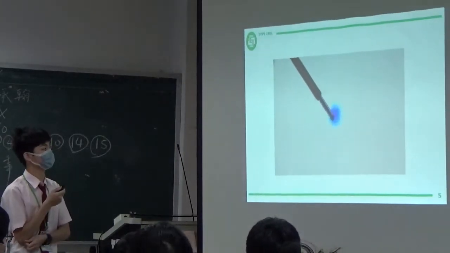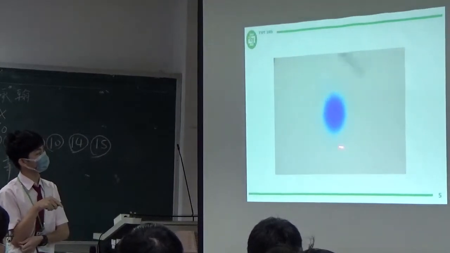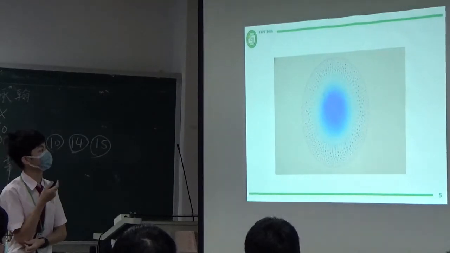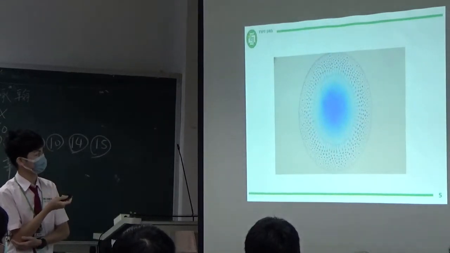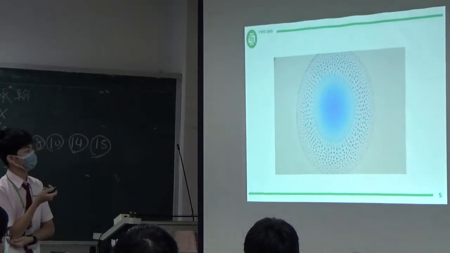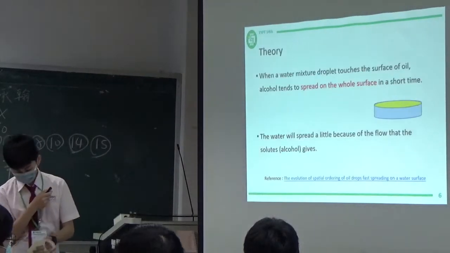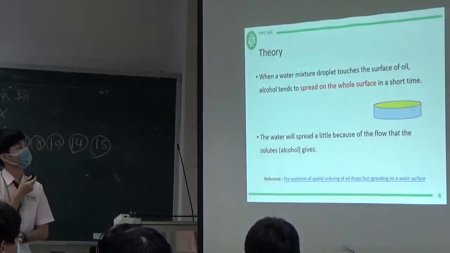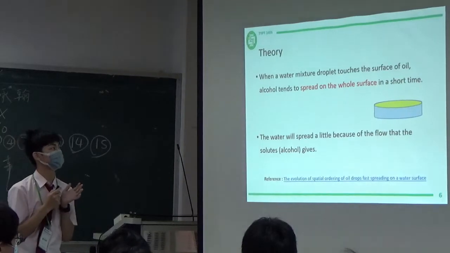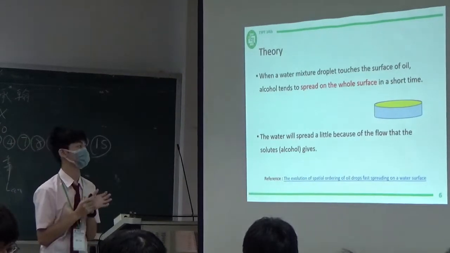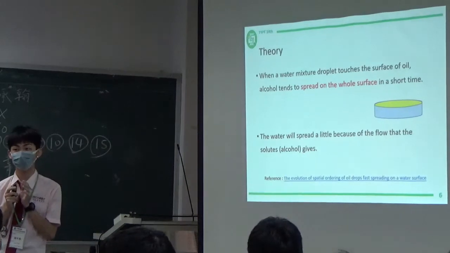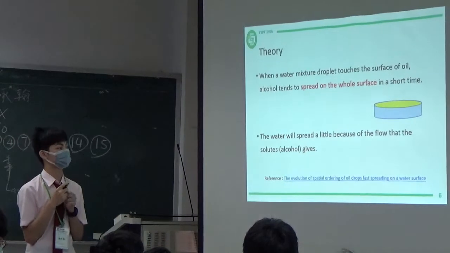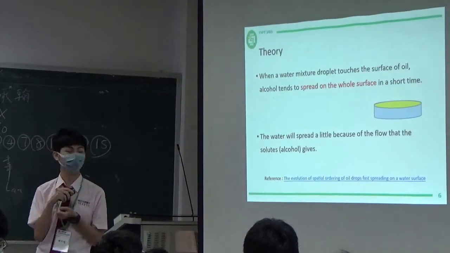So here's our observation video. We can see that a thin layer of the mixture spreads onto the surface before it starts to fragment into smaller droplets, which I'll discuss later. In our theory, when a water mixture droplet touches the surface of oil, the alcohol in the water mixture tends to spread over the whole surface in a very short time, which we saw in the first state. And then the water will spread a little because of the flow that the solute, which is the alcohol, gives.